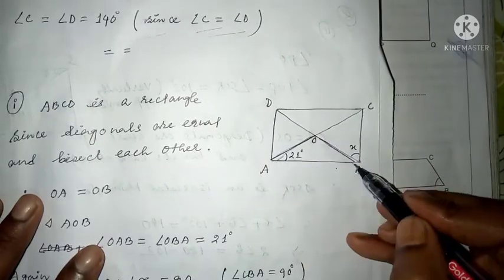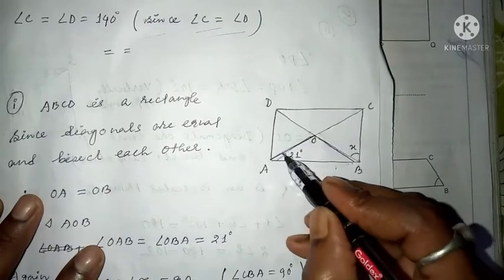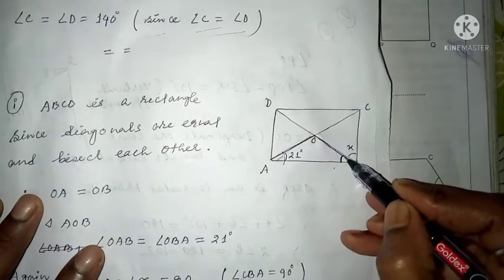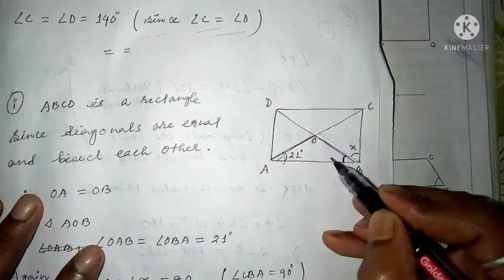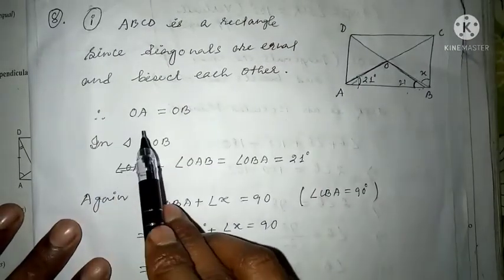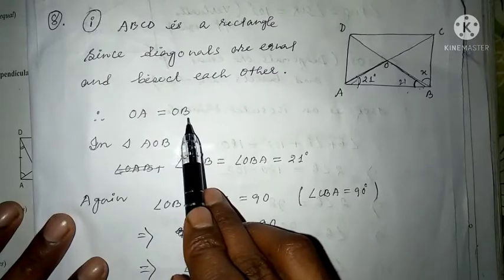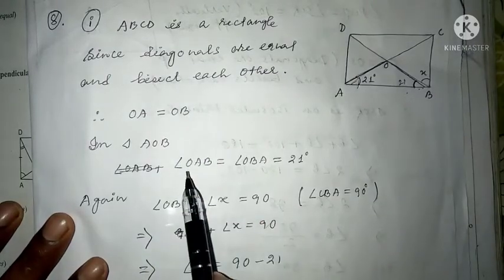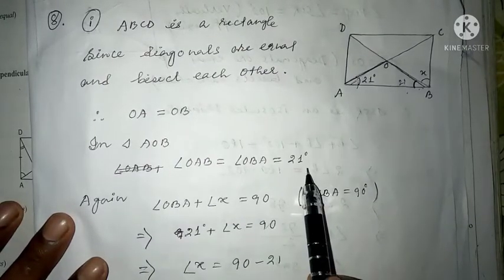Once OAB is an isosceles triangle, these two angles will be equal base angles. So if this is 21, this must be 21. This is what I did here. OA equals OB is the reason I have given. So again, angle OAB equals angle OBA equals 21 degrees.